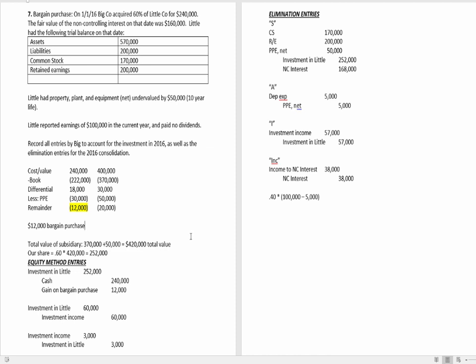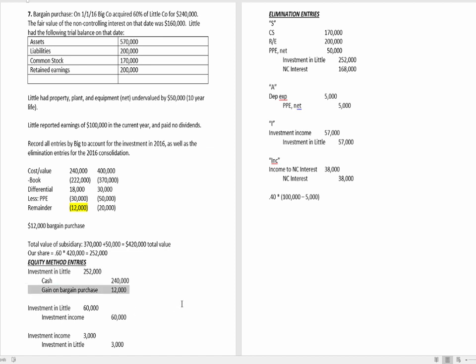So how do we go about recording this? Well, think of the total value of the subsidiary. The book value of the subsidiary is $370,000. All of their assets and liabilities have a fair value equal to book value except for property, plant, and equipment, which is worth another $50,000. So the total value of the subsidiary as a business entity is $420,000. Our share of that, 60%, is $252,000. So we're going to go ahead and record our investment at our share of the value of the business, $252,000, rather than the $240,000 we paid. The difference is going to be that gain on bargain purchase.